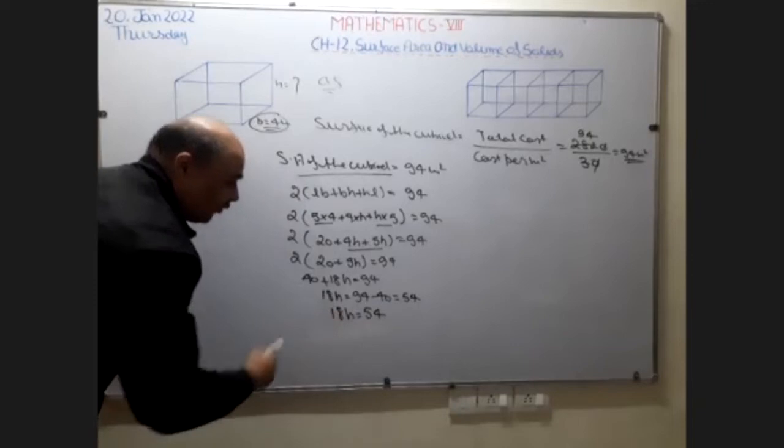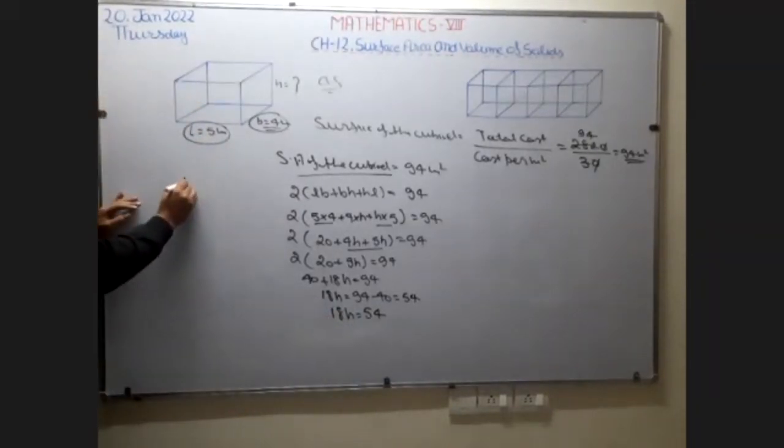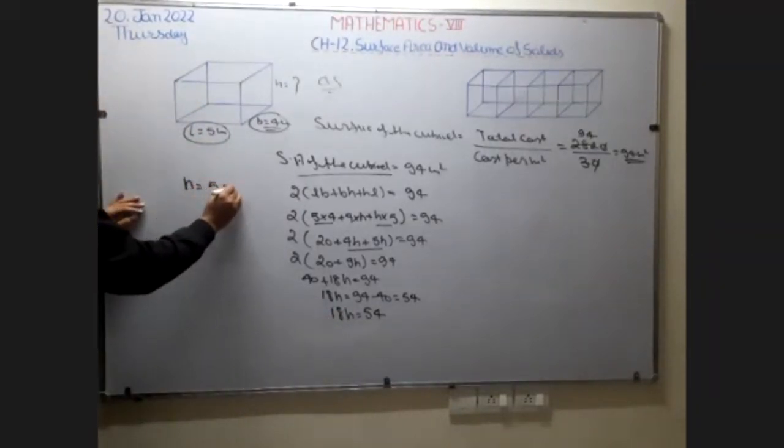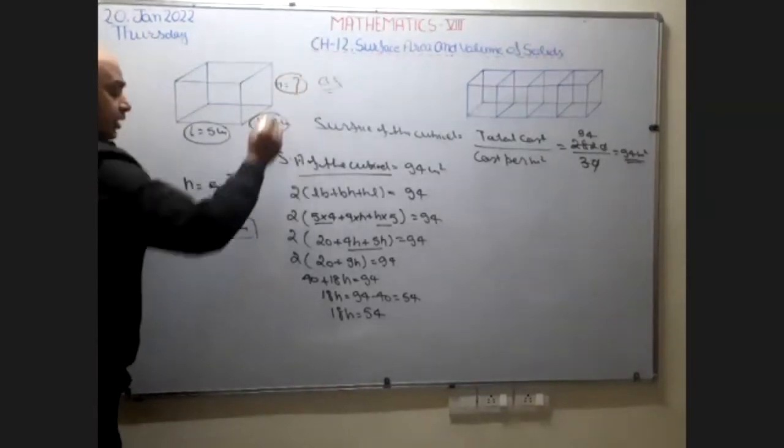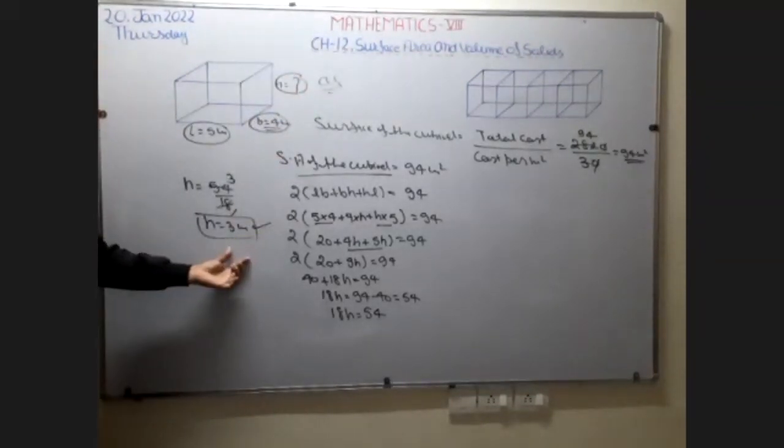We're going to find the value of h. It means we have to divide 54 by 18. 18 ones are 18, 18 threes are 54. So h becomes 3 meter. It means the height of this cuboid is 3 meter. I hope it is clear now.